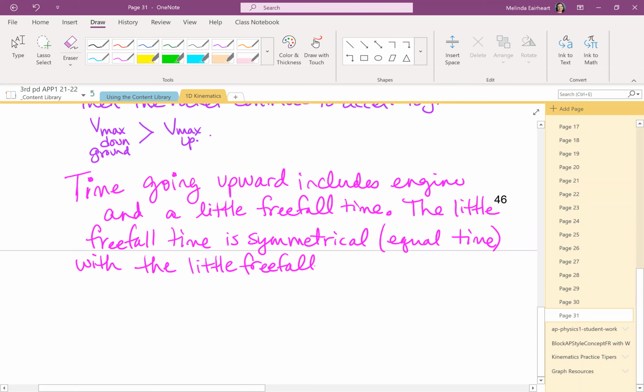I wish now I had said section A, section B, section C, section D, so I could give TA, TB, TC, TD. So note to self, we could have done that. The little free fall down time. And how we know that, it returns to the same position.